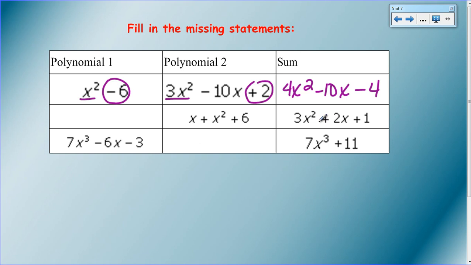Now the next part of this table becomes interesting because my first polynomial is missing. I have the second polynomial and the sum. In order to find the first polynomial, I have to go backwards, so I have to subtract.